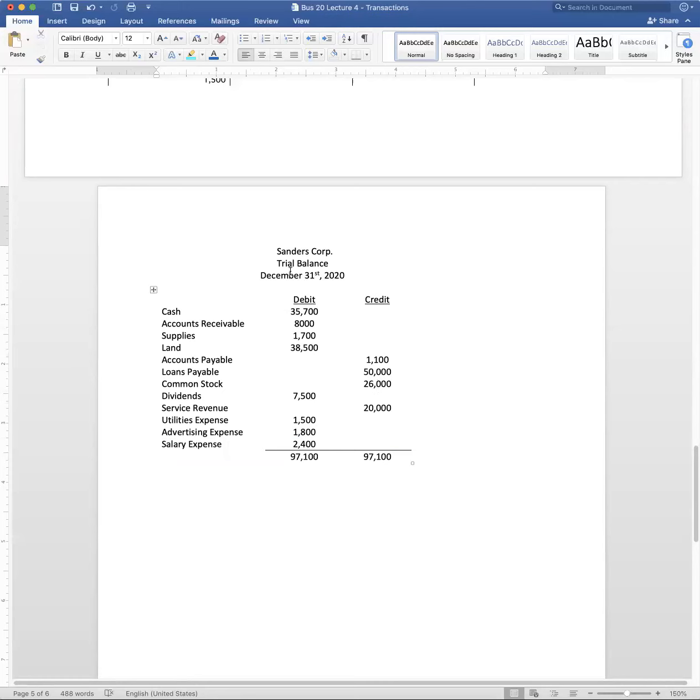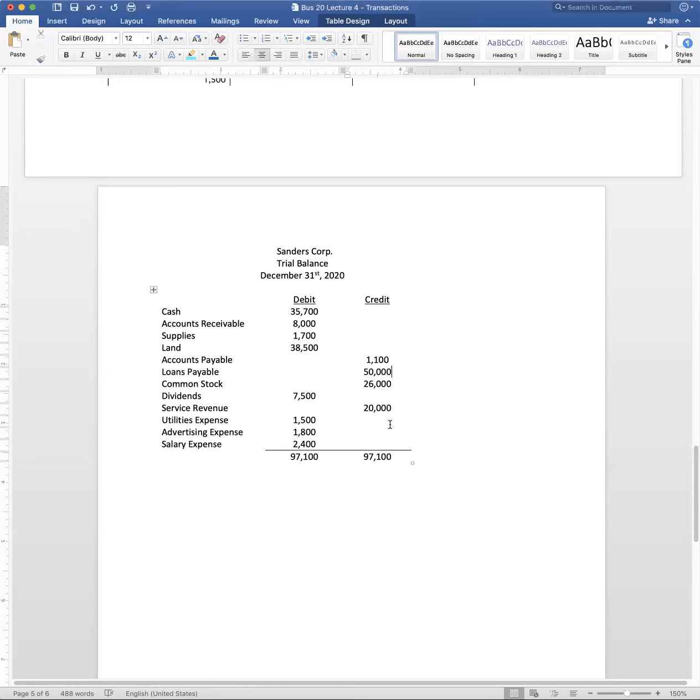Okay, so to repeat one more time, the trial balance here is not a financial statement. This is just a utility kind of document or a chart. And it's something that people who work at the company will look at every single day to know what they've got. So if I said, hey, how much cash does Sanders have right now? Well, they've got $35,700 of cash. And if I wanted to know, hey, how much do they have in debt, right? Well, then I would say, they have loans of $50,000 and small bills, accounts payable of $1,100, right?